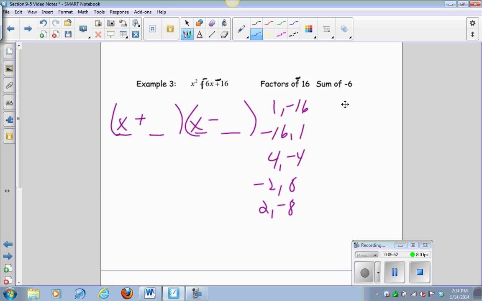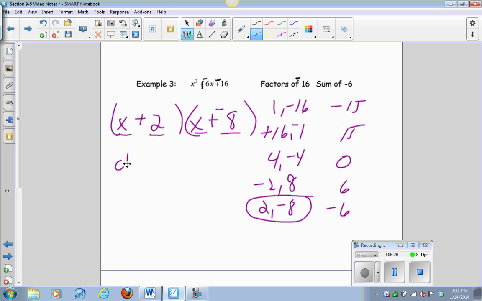And 1 and negative 16 is negative 15. Oops, I'm sorry, I should have done positive 16 and negative 1. Positive 15. 4 and negative 4 is 0. Negative 2 and 8 is 6. And 2 and negative 8 is negative 6. So in order to get negative 6, I would have to use these last two factors. A positive 2 will go in after the addition sign. A negative 8 will go in after the subtraction sign. I'll change that to addition of the opposite so you can see that it is negative 8.